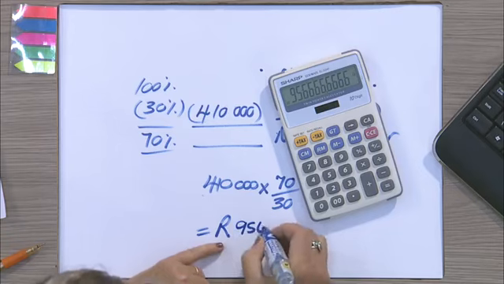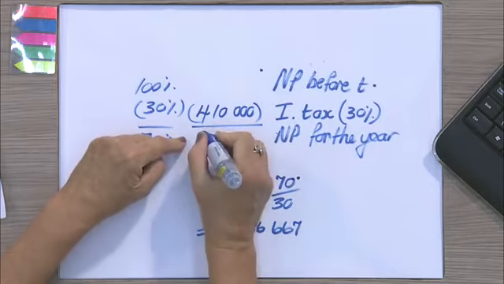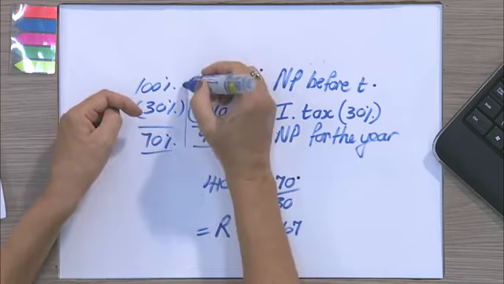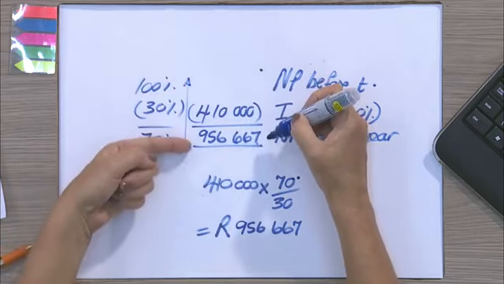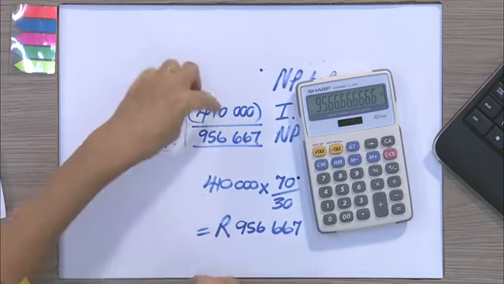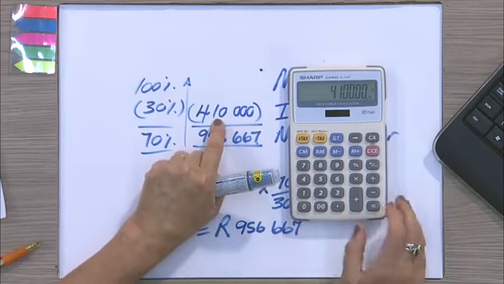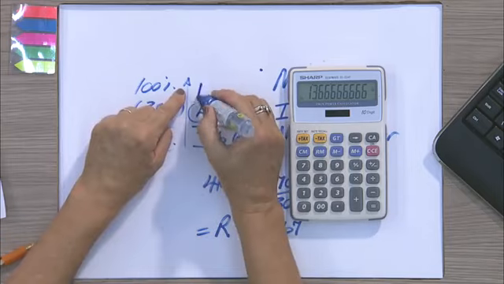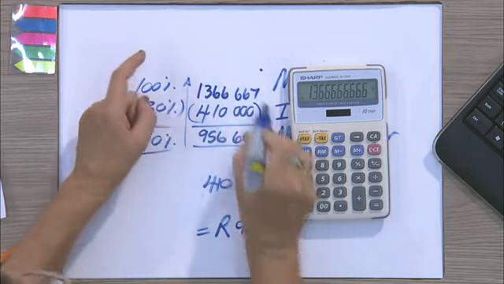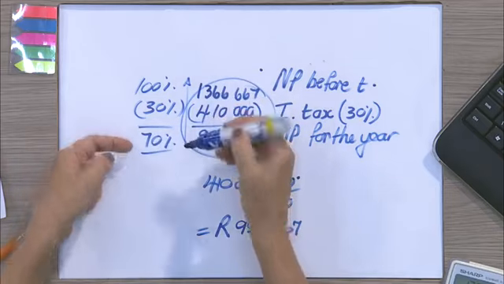So 956,667. So in other words, if I want the 70, then this is 956,667. And remember, and this applies at the bottom of an income statement or in cash flow at the bottom, when I reverse, something that has been subtracted will now be added. So I'm adding back the 410,000 rand. So before tax would have been 1,366,667. I apologize for the amounts not rounding off nicely, but that explains that concept.